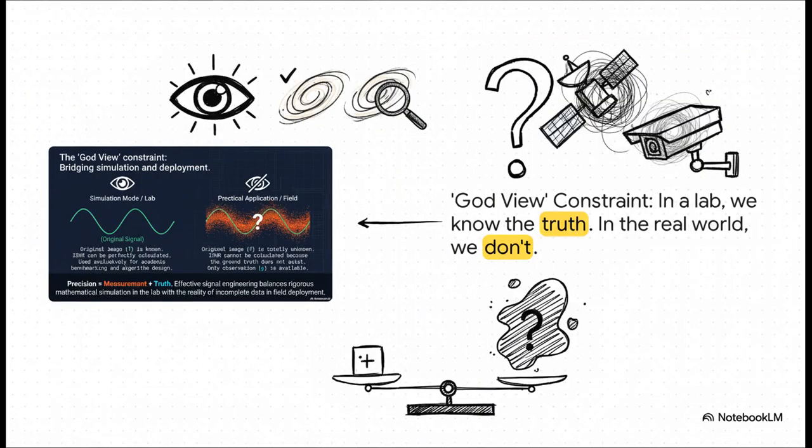But here is the final twist in our story. That performance score, our measure of success, it has a fatal flaw. It only works if we have the original perfect image to compare our result against. This is what we call the God view constraint. In a lab, sure, we have the original. But out in the real world, whether you're restoring a photo from the Hubble telescope or trying to clean up a security camera feed, the original truth is gone. It's unknown. We have absolutely nothing to compare our result against.